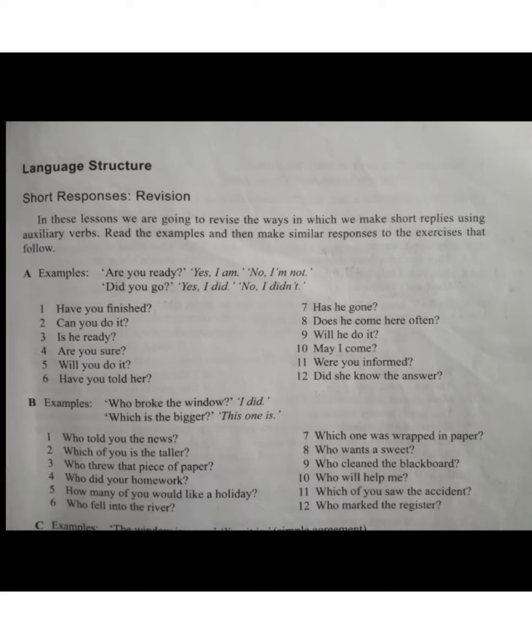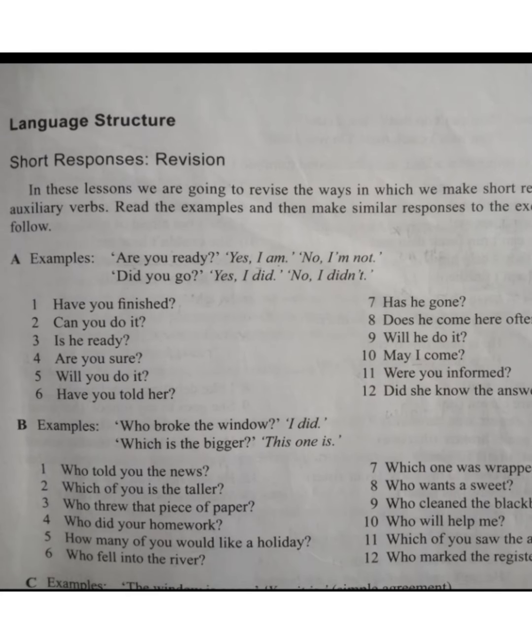So now coming up to exercise B. Here you can see the example, who broke the window? I did. Okay, and which is the bigger? This one is. When we are asking a question with which, for example which is the bigger, we will say this one is, that one is. Who told you the news? He did, she did, they did. So it is past form, so we have to use did.